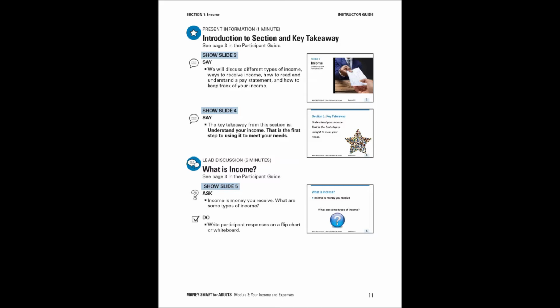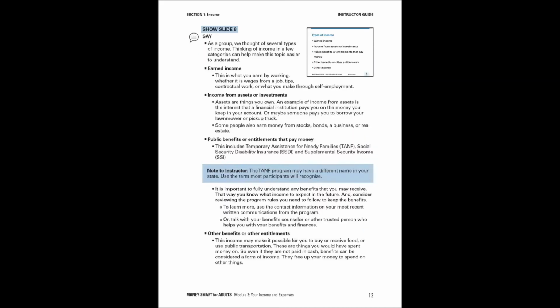The first topic of section 1 is what is income? You're starting out by asking the question, what are some types of income? And you want participants to give answers. You're going to write their answers on a flip chart or a whiteboard, and you'll have a discussion about all the different several types of income.